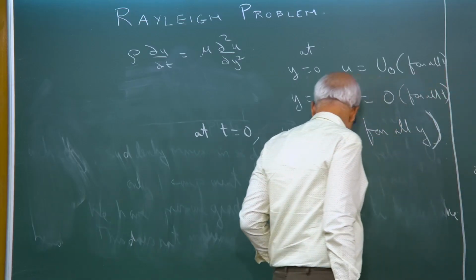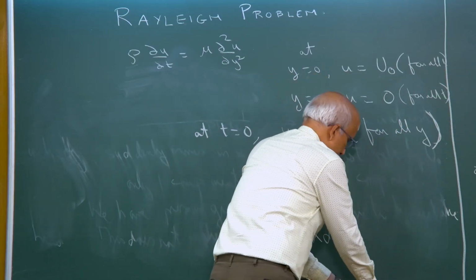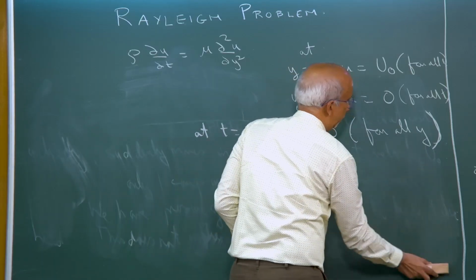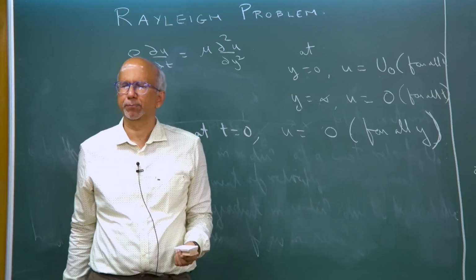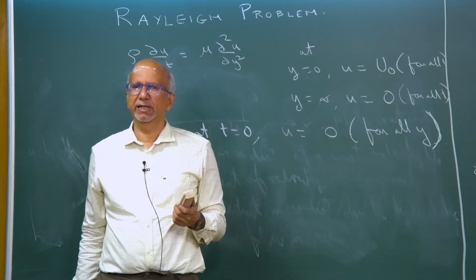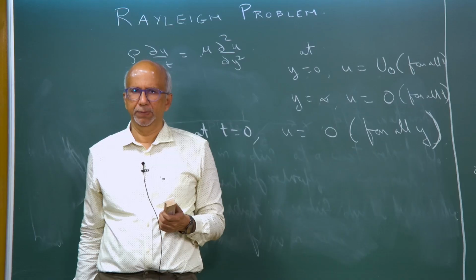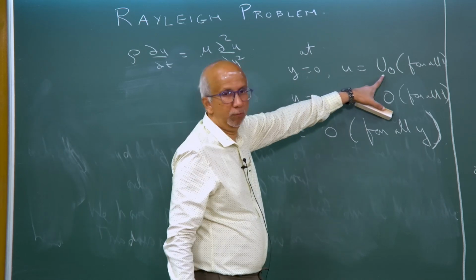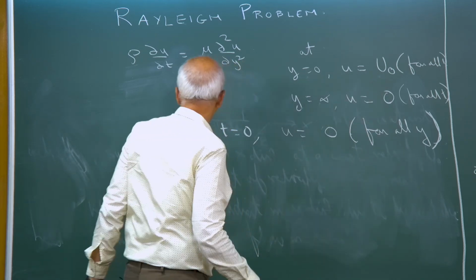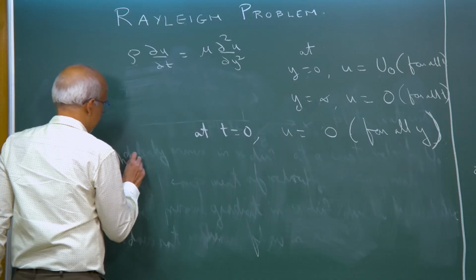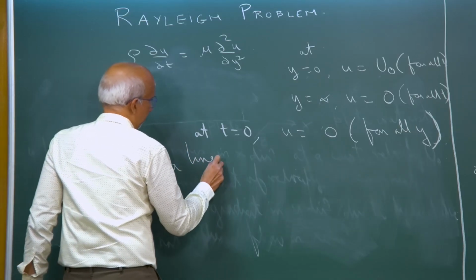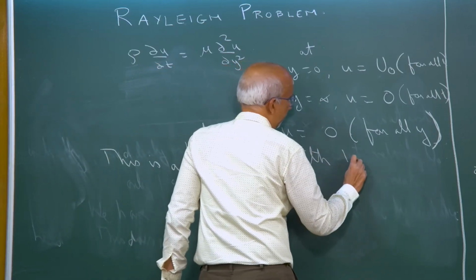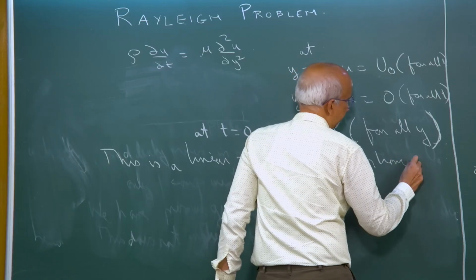So, I have the boundary conditions and this, and now I am ready to solve, and you notice that this governing equation is the linear equation. Okay. So, and you also notice that there is only one non-homogeneity here, u naught. Okay. So, this is a linear PDE with one non-homogeneity.